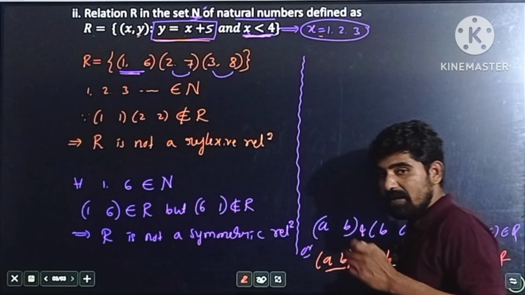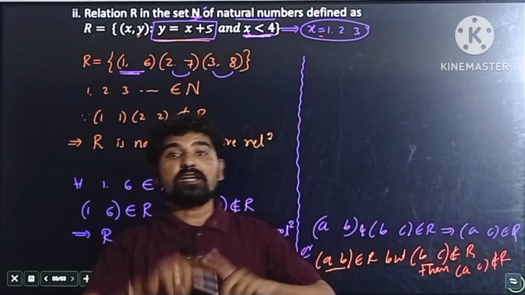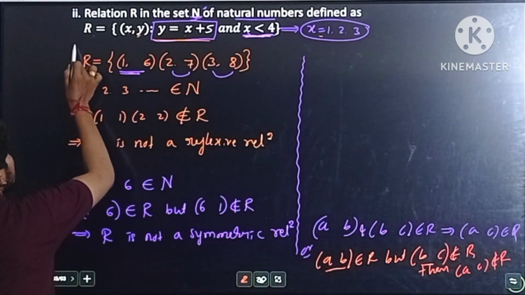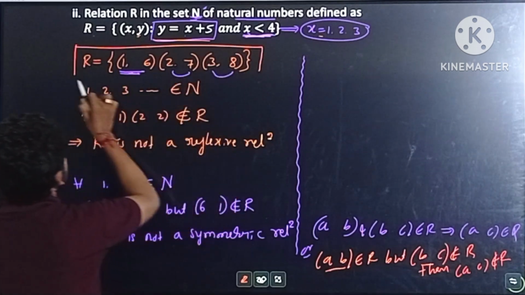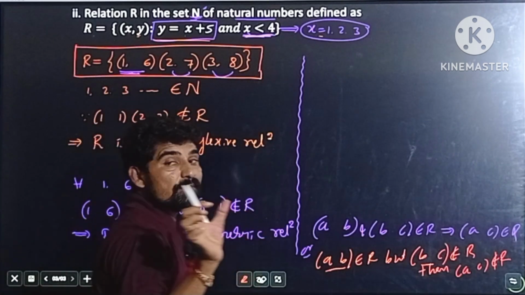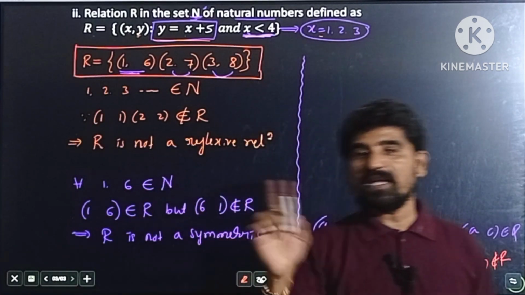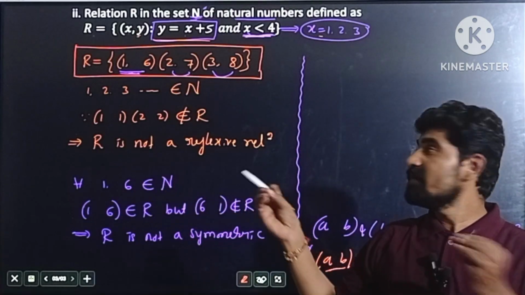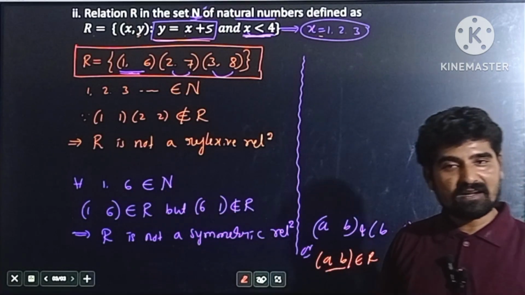If the pair (a,b) is in R but b is not related to any other, then also we call it a transitive relation. Since in this relation R, only the pair (a,b) exists, but b is not related to any other, or (b,c) does not exist. So that's why we say that this relation R is a transitive relation.